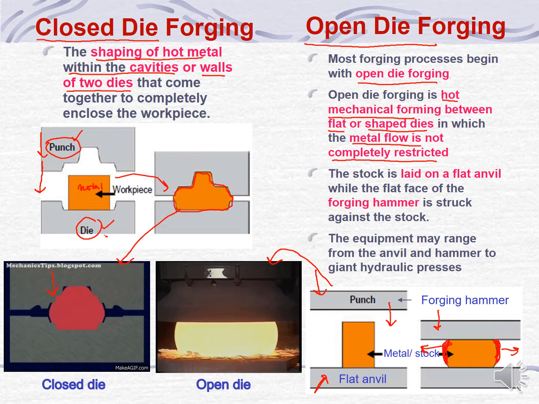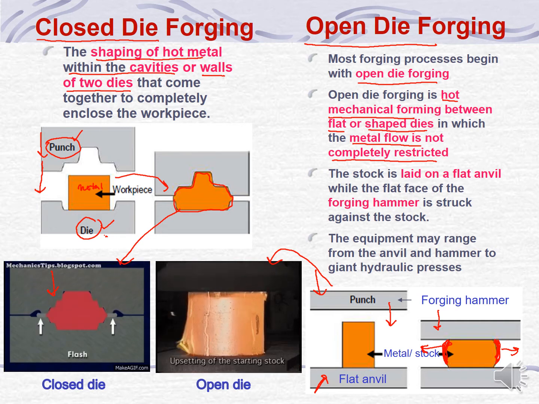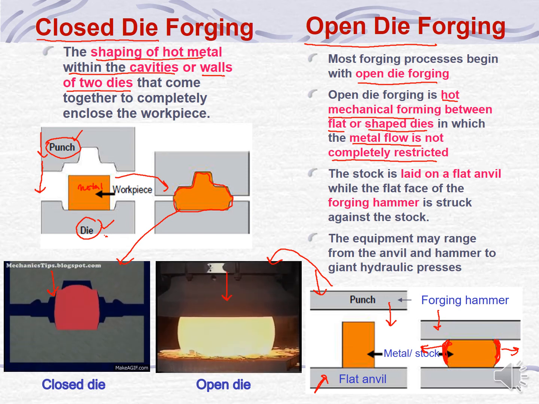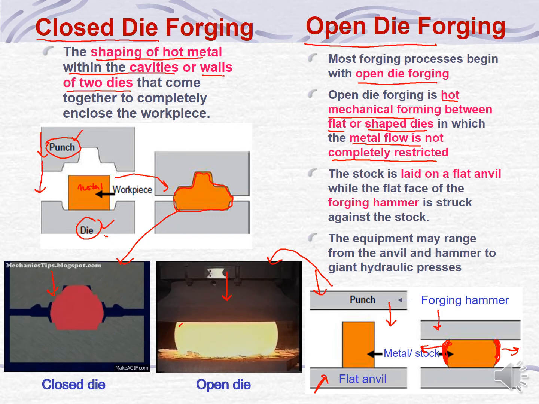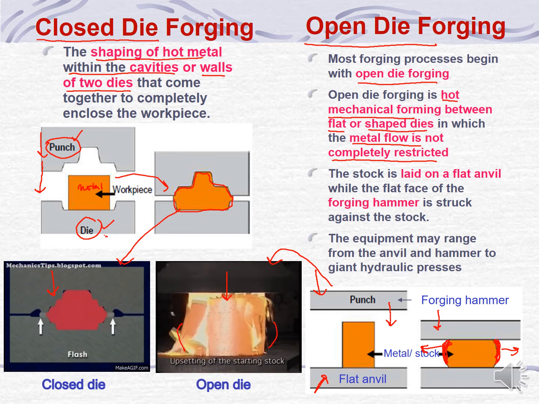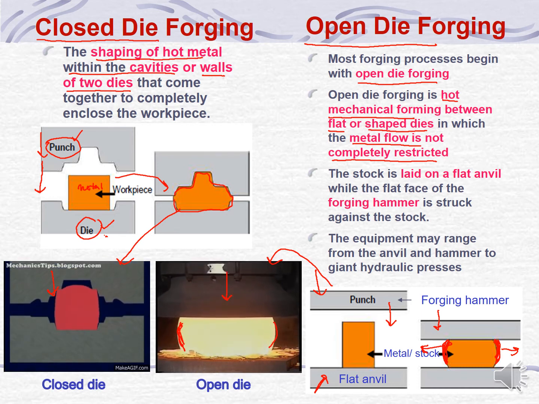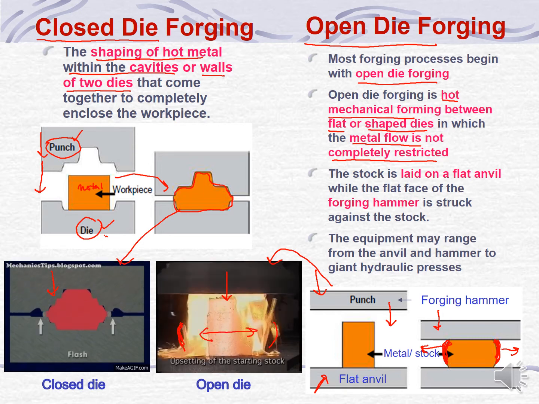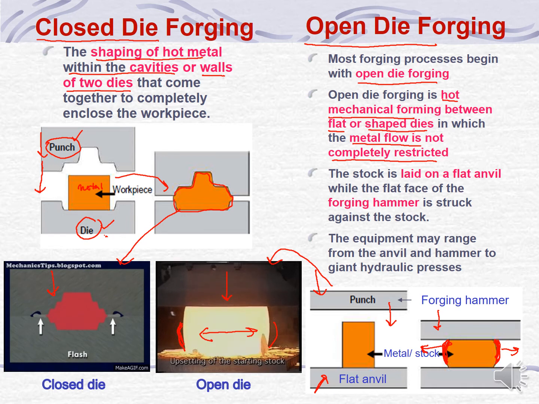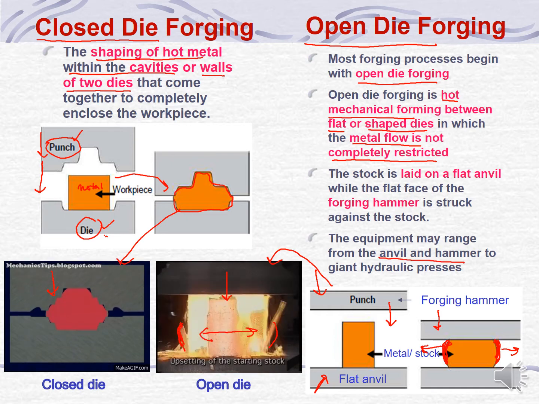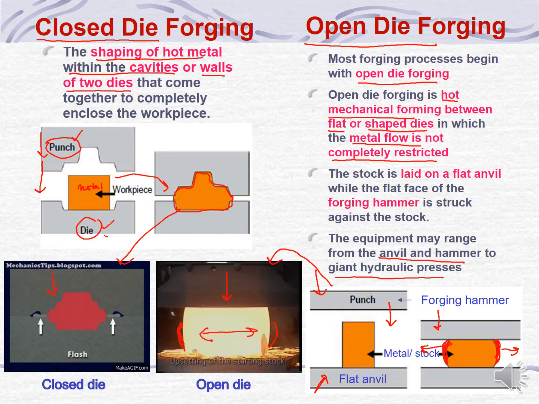Okay, start with a hot metal block and the punch will come closer to the die, and the flow of the metal is not restricted by any die walls. Okay, metal flow. Okay, the equipment for this open die forging may range from the anvil and hammer to giant hydraulic presses.